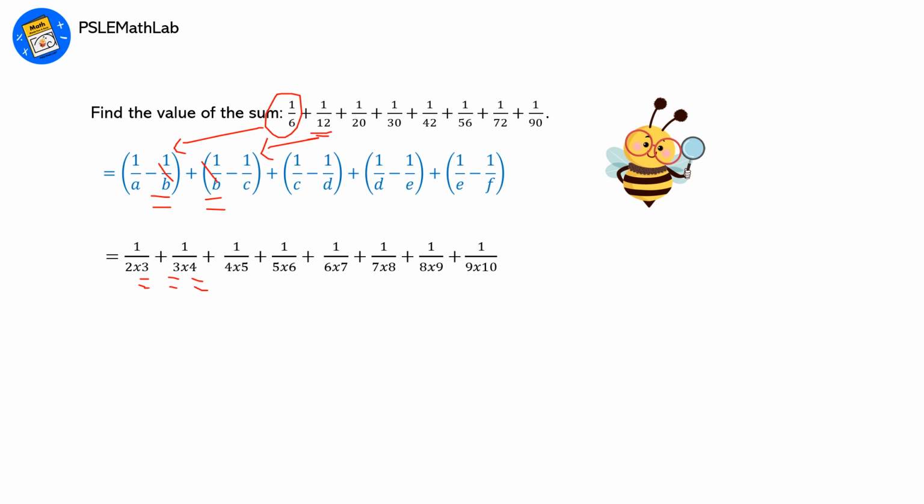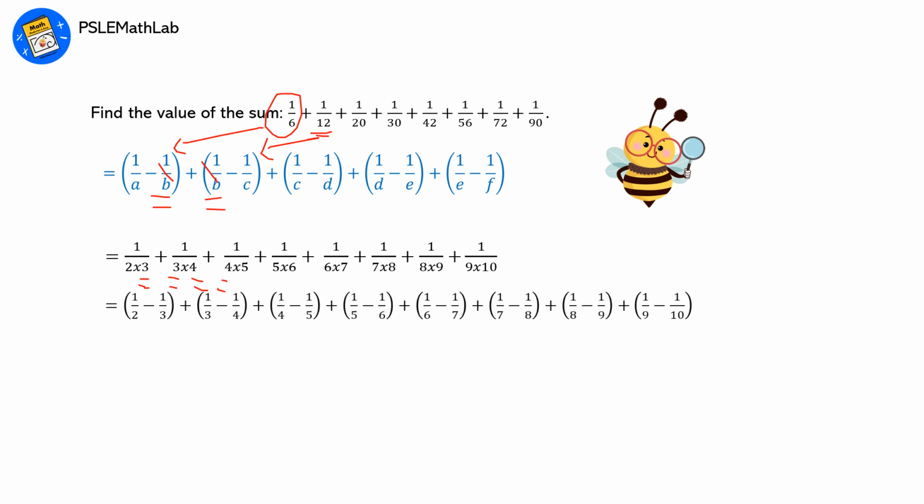So the problem is, can we write 1 divided by 2 times 3 as 1 divided by 2 minus 1 divided by 3? The answer is yes. So here 1 divided by 6 equals 1/2 minus 1/3, and also 1 divided by 12 equals 1/3 minus 1/4. How are we going to do it?